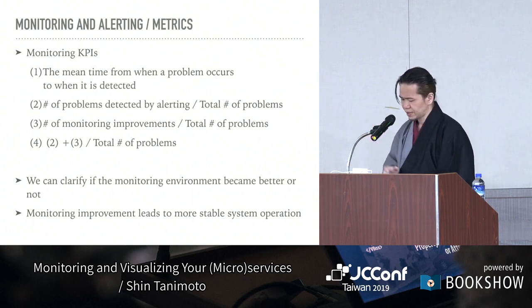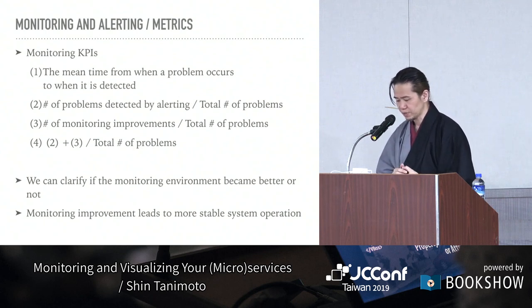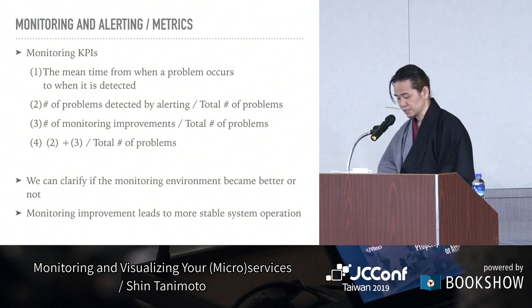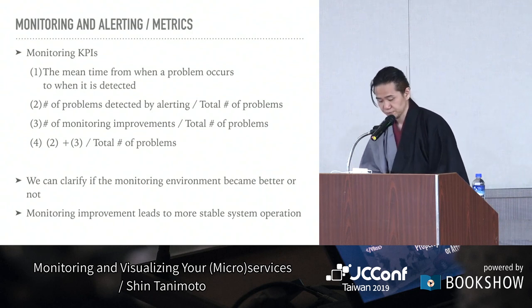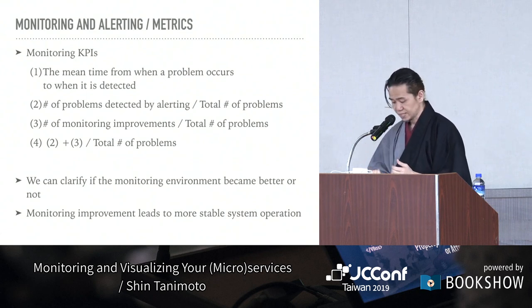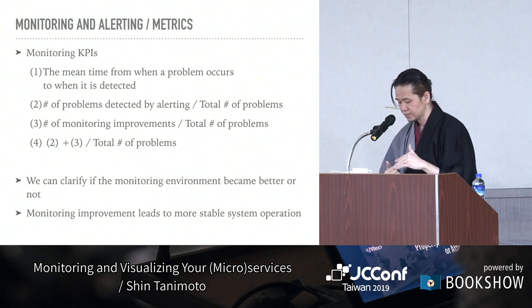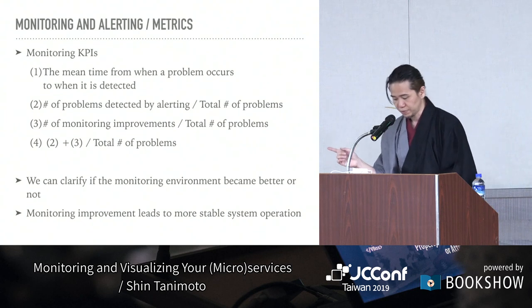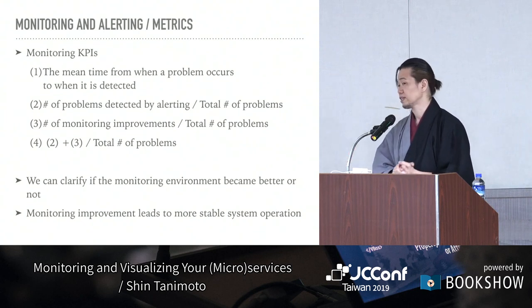By using these KPIs, we can clarify whether the monitoring environment became better or not. So this will motivate the monitoring team themselves and can be used to evaluate team members' skills or their contributions. The monitoring system does not end once it is created, but should be improved by continuous feedback. And monitoring improvements are often hard to see. So in my opinion, using these KPIs will make the monitoring environment better, and the monitoring team too.